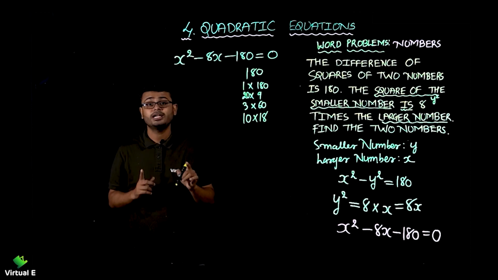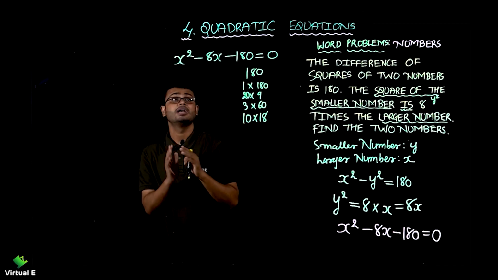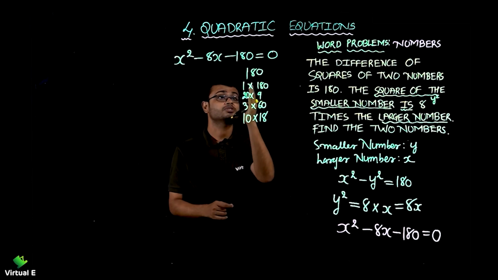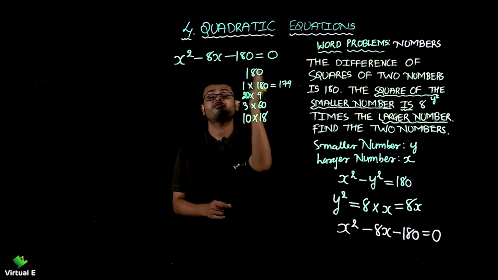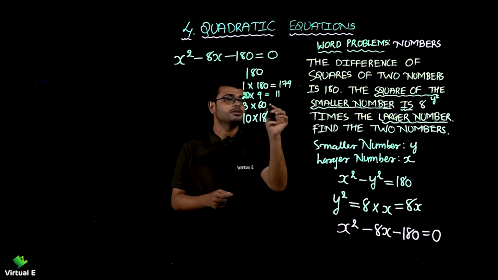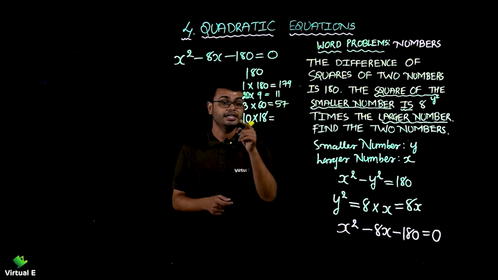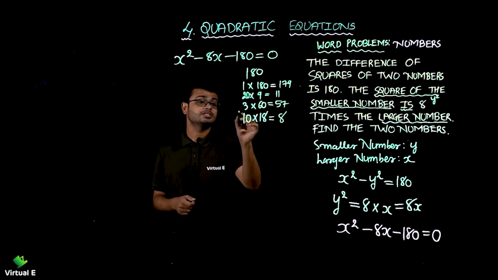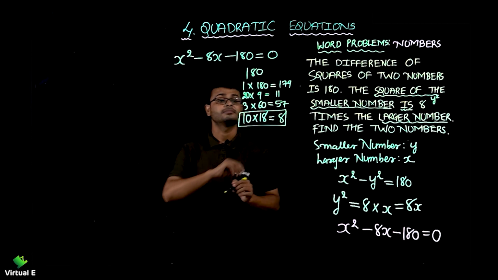10 into 18, one more factor, 10 into 18. Consider 180 as a whole as well. Then subtraction. So if I subtract 180 minus 1, that will give you what? 179. Very big, far from the middle term. Then 20 minus 9, quite closer. 60 minus 3, 57. 18 minus 10, that is 8. So this is our factor, 10 into 18.